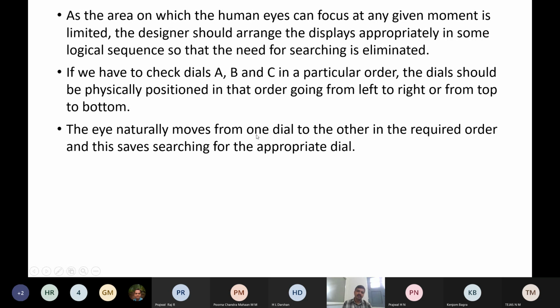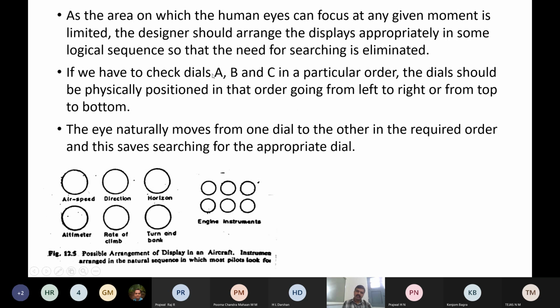The eye naturally moves from one dial to the other in the required order, and this saves searching for the appropriate dial. If someone has to look into three displays A, B, and C, usually we consider this as A and this as B and this as C, and we will look in this order. That is one way. Another way is we start from top and then go to bottom. Usually if we have two displays, we don't start from the lower one. We will obviously start from the one at the top.